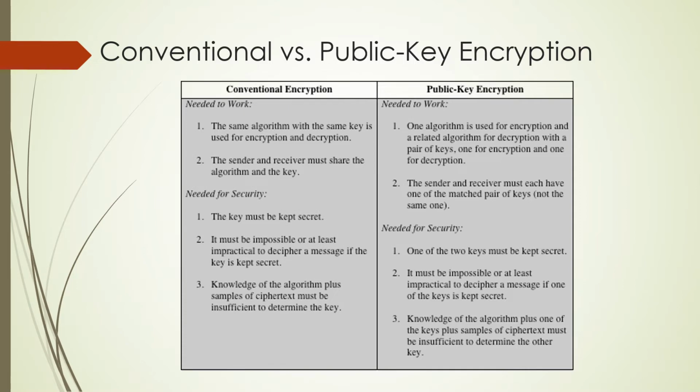Also, it is impossible or very hard to decrypt a message if one of the keys is kept secret. And knowing the algorithm and knowing one of the keys, which is going to be the public one, plus the samples of ciphertext or encrypted messages, should not be sufficient to find out the private key, the other key that is kept secret.